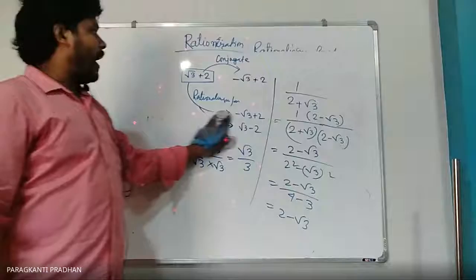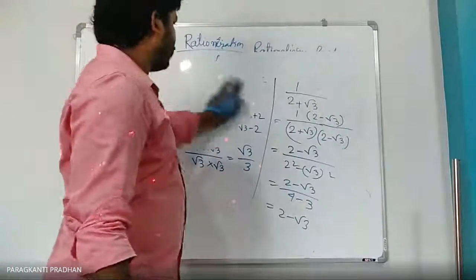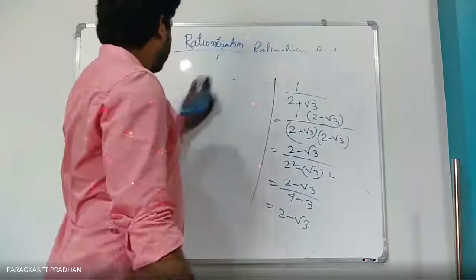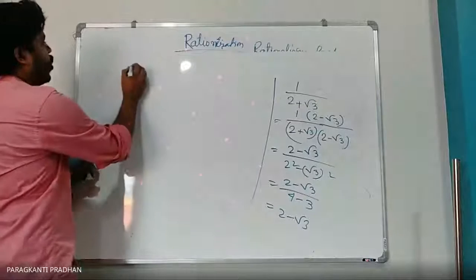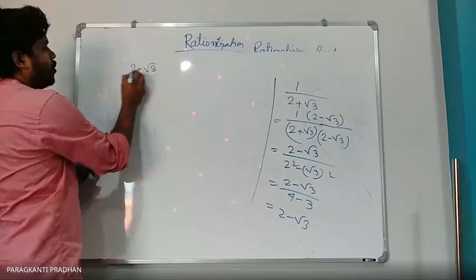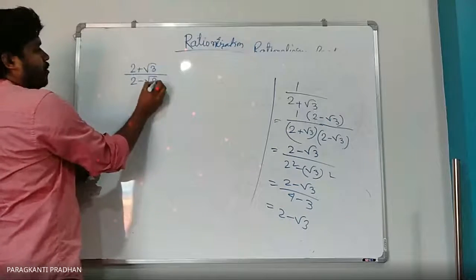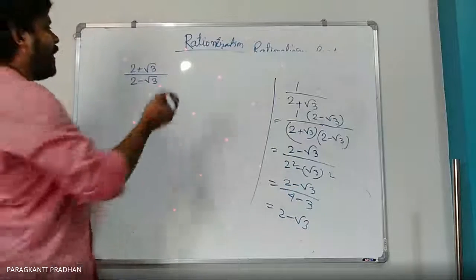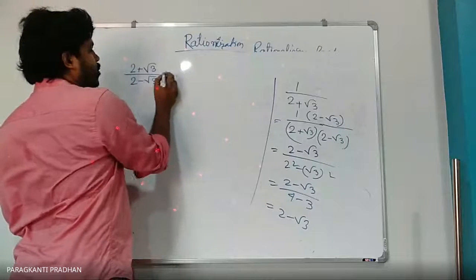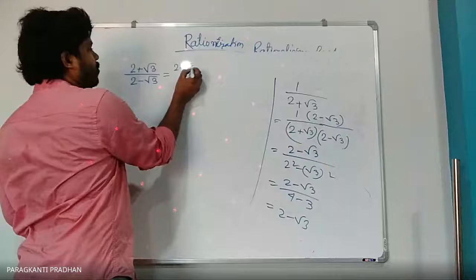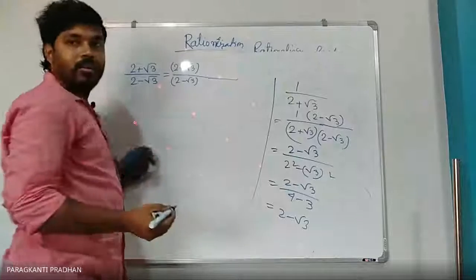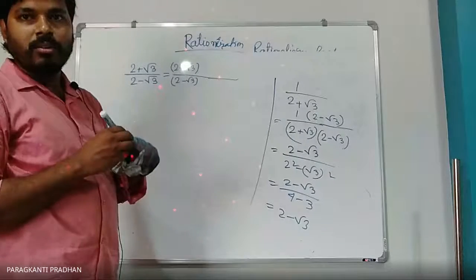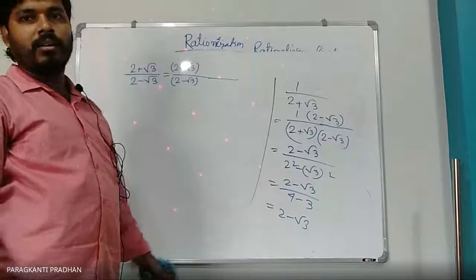Yes, sir. Okay, I am giving you another example, that is 2 plus root 3 by 2 minus root 3. So what should be multiplied? Tell me, Sucheta. 2 plus root 3 by 2 minus root 3. What should be multiplied with the denominator and numerator? Sucheta?